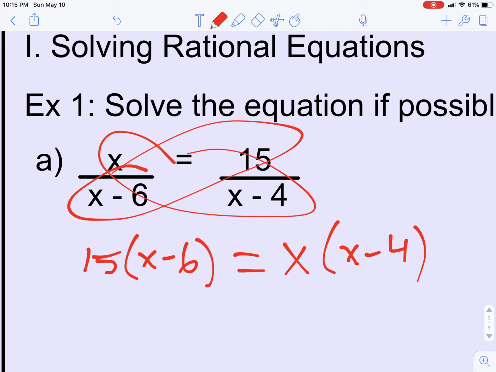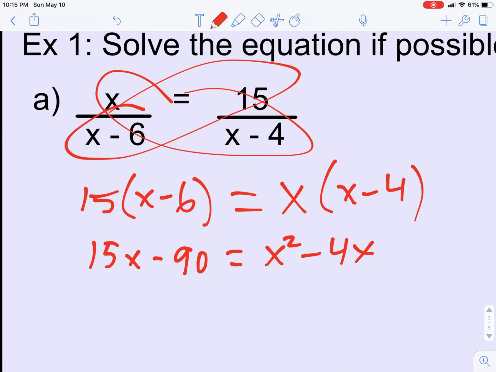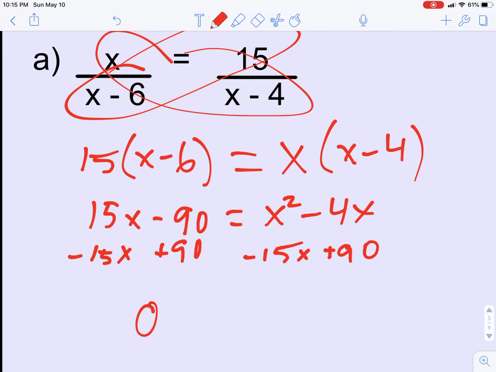All right. Now we have to distribute 15x minus, so is that going to be 90, is equal to x squared minus 4x. Right? Now we have a quadratic because we have a square on one side. So we are going to get everything to the right side. So we're going to subtract 15x from both sides, and we are going to add 90 to both sides to get one side equal to 0. Equals x squared minus 19x plus 90.